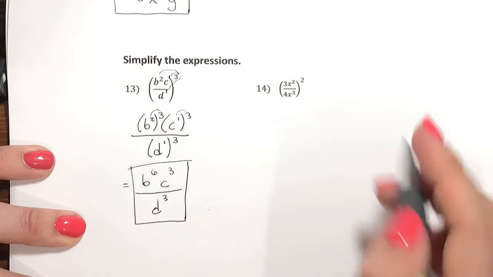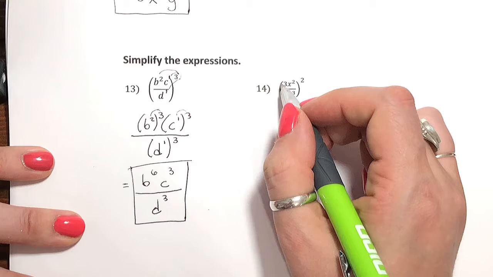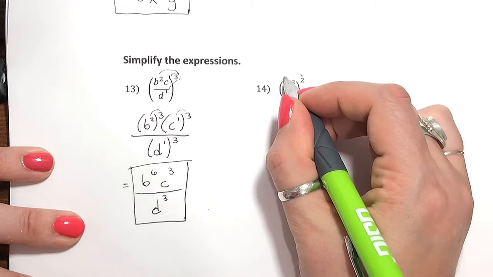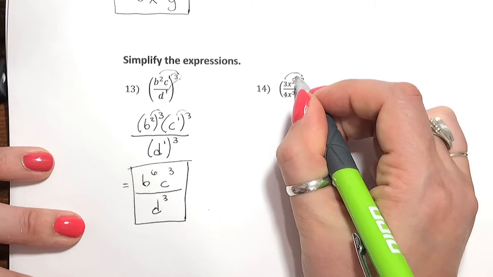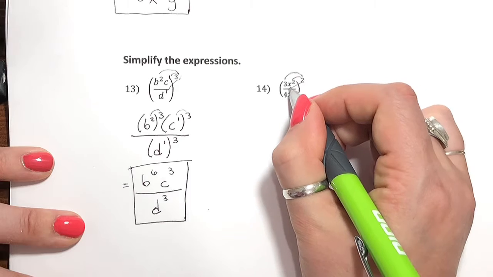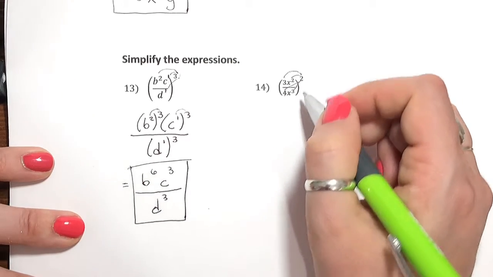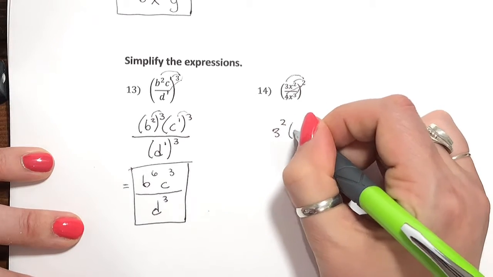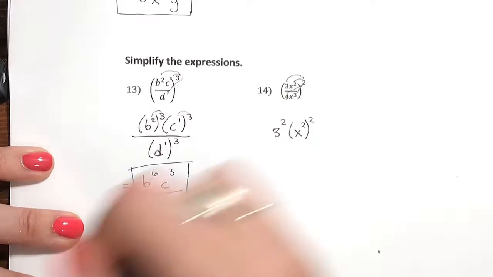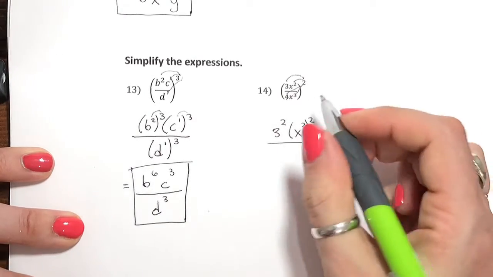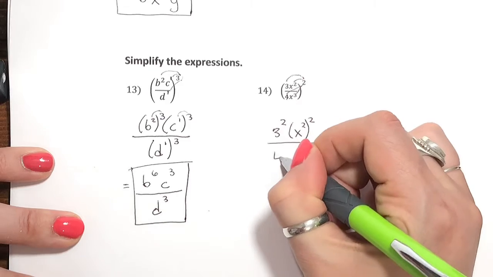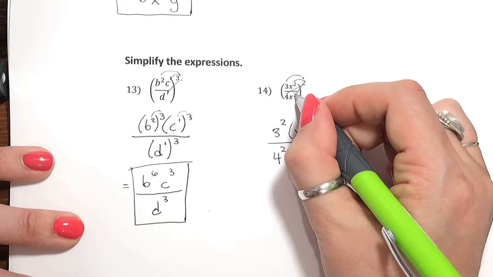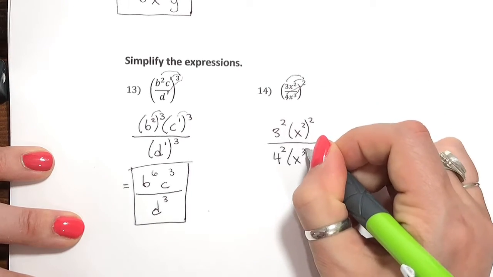Okay, so we have a bigger one this time on example 14. We have those coefficients. Remember, these coefficients count as their same base. So I need to bring this square into the 3, and I need to bring it into the x squared. I also need to bring that square into the 4 and into the x cubed. So that will give me 3 squared, and then I have x squared being squared again on the top, and then on the bottom I'm going to have 4 squared.